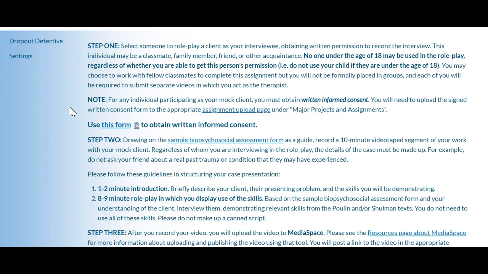For any individual participating as your mock client, obtain written informed consent. You'll need to upload the signed written consent form to the appropriate assignment upload page under Major Projects and Assignments. You can use this form or you can use another form to obtain written consent.